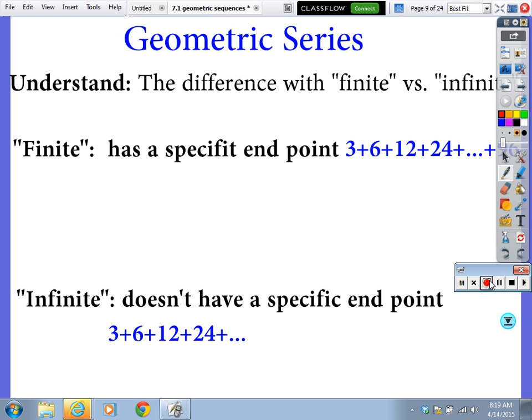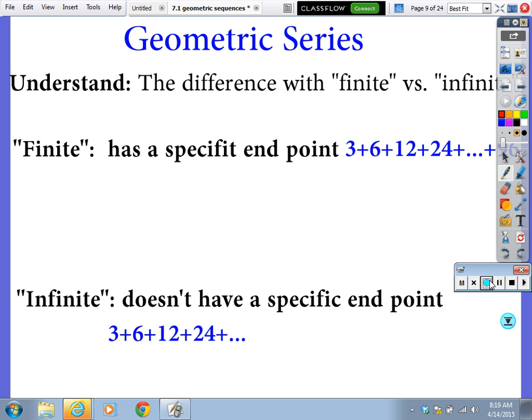So now we're going to shift gears and go into geometric series. So series versus sequences. People kind of combine the ideas and get them confused, but you've got to really keep them separate in your head. A sequence is just a sequence of numbers. You can use the explicit formula to find any term in a sequence.